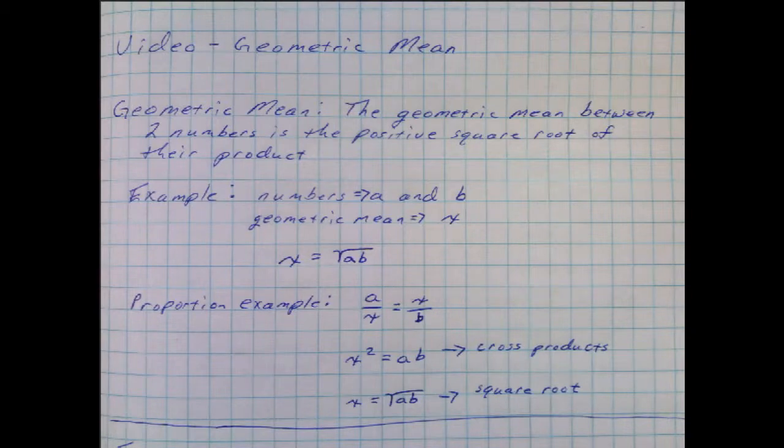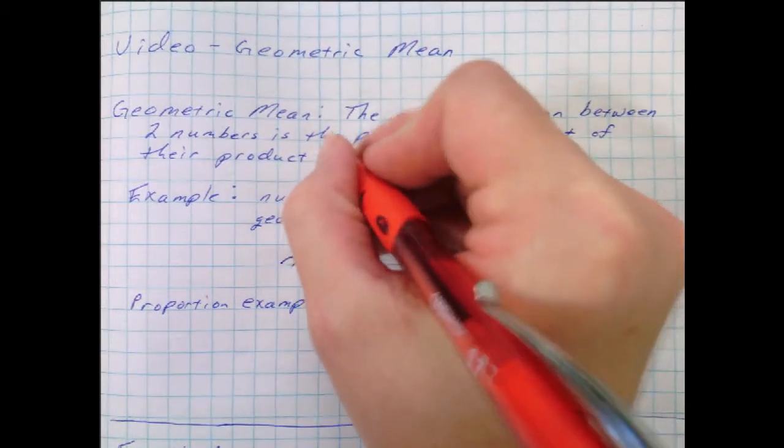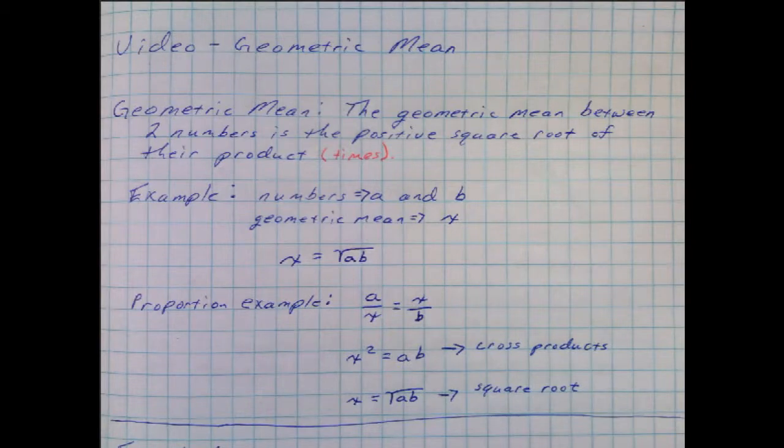So geometric mean. The geometric mean between any two numbers is the positive square root of their product. And remember, when we're talking about product, that means times. Okay? So that's our product.